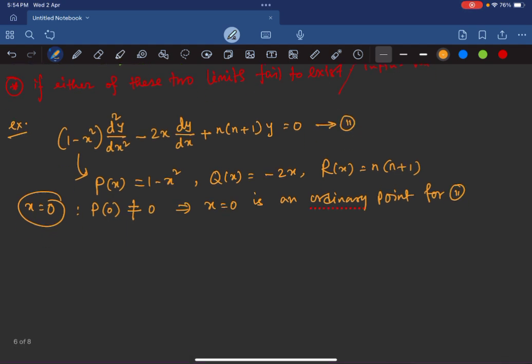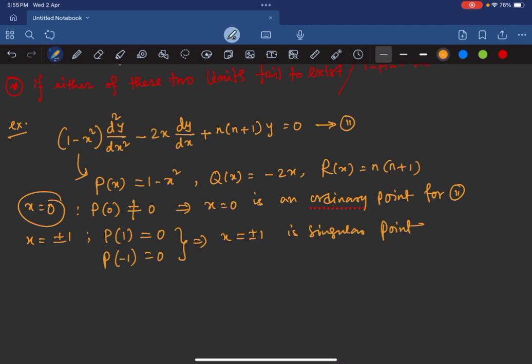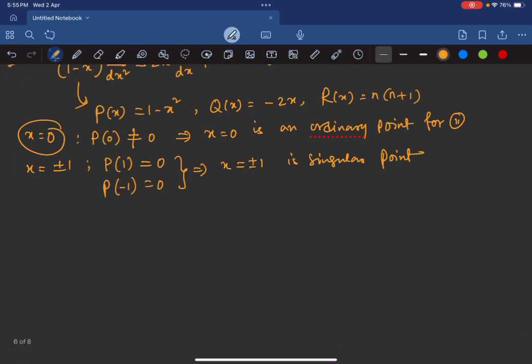Okay, similarly, you take any other point apart from x equals to plus minus 1. If you are taking x equals to 1, p of 1, the value is 0. Similarly p of minus 1, the value is 0. So immediately you can claim that x equals to plus minus 1 is a singular point. Okay, singular point. So for x equals to 1, suppose you want to check whether it is a regular singular point or not.